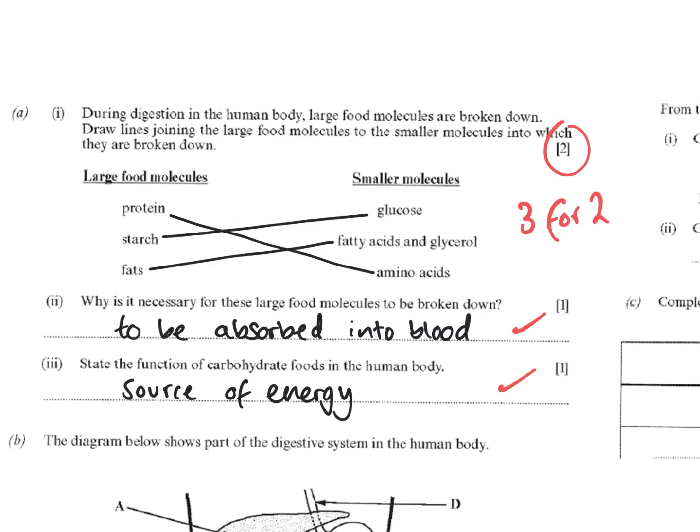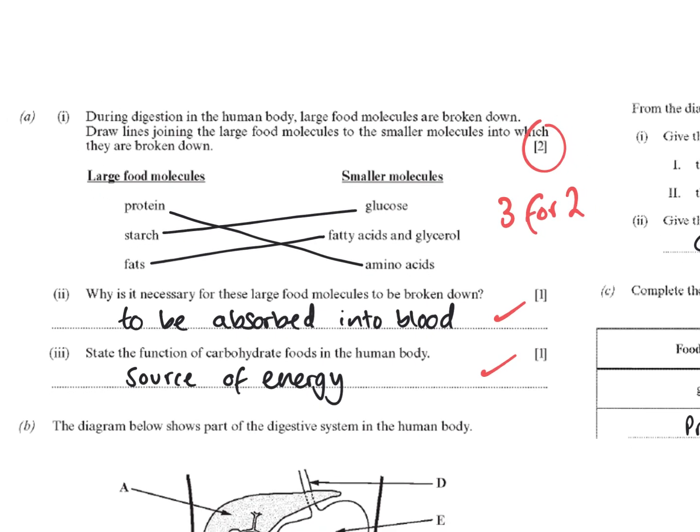Okay, so with the match-up task, you have to get all 3 correct for those 2 marks. So protein is matched to amino acids, starch is matched to breaking down into glucose, and then fats to fatty acids and glycerol. Why is it necessary? It's to be absorbed into the blood. And state the function of carbohydrate foods in the body. They are a source of energy.